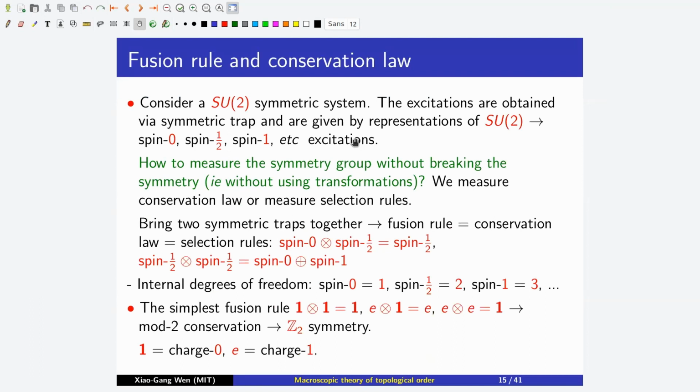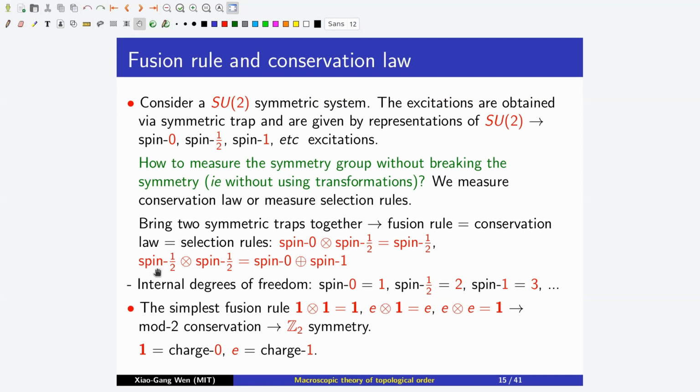And here, I want to say that the fusion rule, this fusion of particles, is very much like a conservation law. We know some familiar situations where we see this kind of thing. For example, when we have an SU2 symmetric system, you can define a symmetric trap, whose potential respects SU2 spin rotation symmetry. Then you know that the ground state of each trap has to be spin zero, spin one half, or spin one representation of SU2. So you have degeneracy there. Therefore, each particle is not just one state.